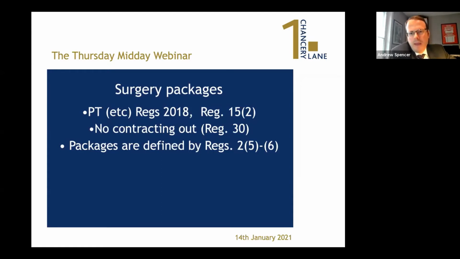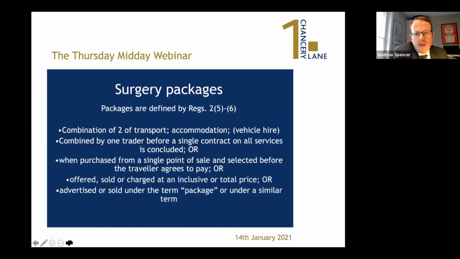So what does it take for something to be a package? Well, packages are defined in regulation 2, sections 5 to 6. And if we could just advance the slides, Dom. The definition is quite complicated, and what I've done here is my best to simplify it and try and focus it on the cases that we're going to be talking about in the context of this seminar. The main definition of a regulated package means a combination of at least 2 of transport or accommodation. I've put vehicle hire in brackets because I don't think that's very likely in the context of a surgery abroad package.